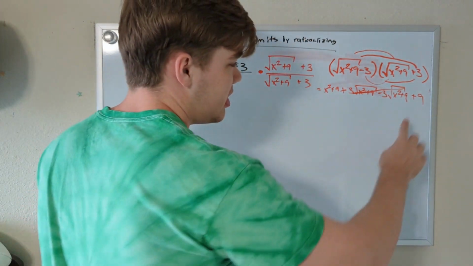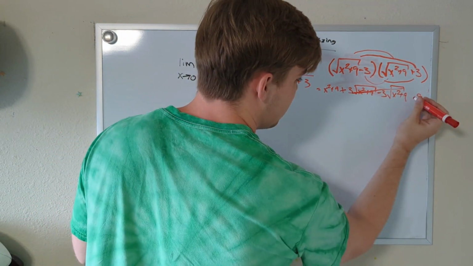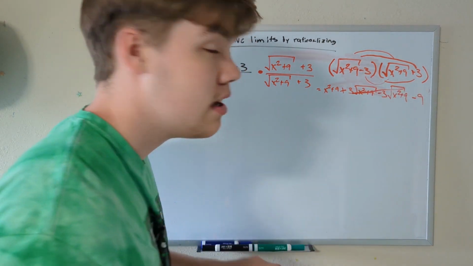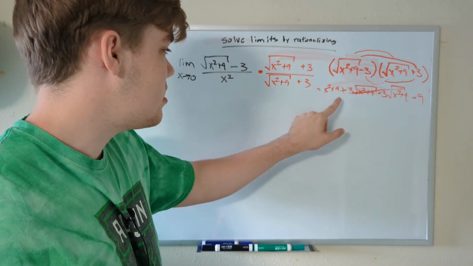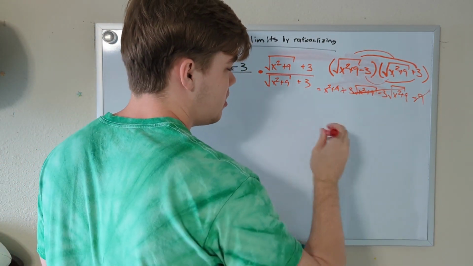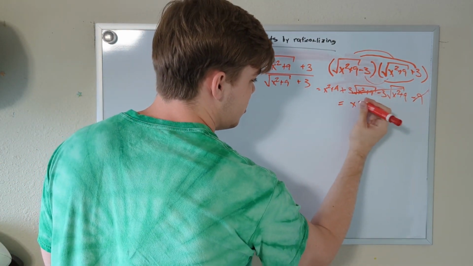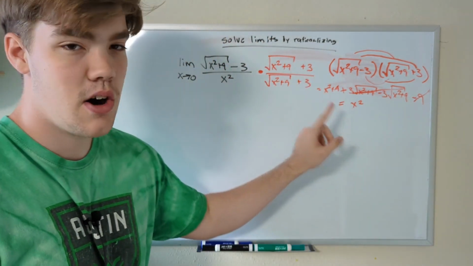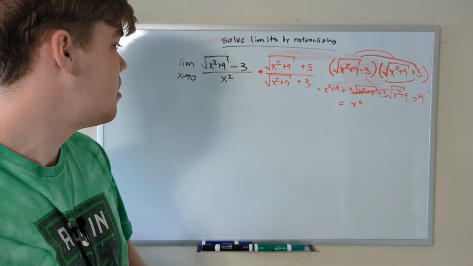Oh, another mistake over here. This is supposed to be a minus 9, because negative 3 times positive 3 is negative 9. That makes a little bit more sense, because now our 9 and our negative 9 cancel out. Cross that out. So our numerator is just equal to x squared after all this factoring stuff. And that sure is a whole lot nicer than this mess over here.